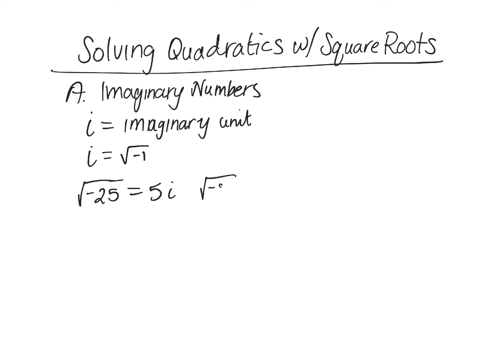If I have the square root of -81, what do you think that is? 9i. It's not super complicated. After the mid-chapter 3 test, we'll talk more about imaginary numbers and operations with them. Right now, it's just if there's a negative in the square root, we put an i on our answer.